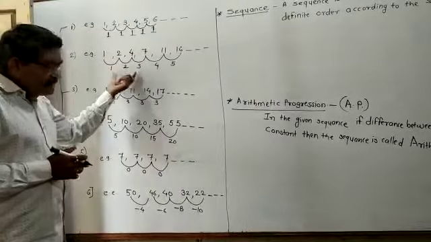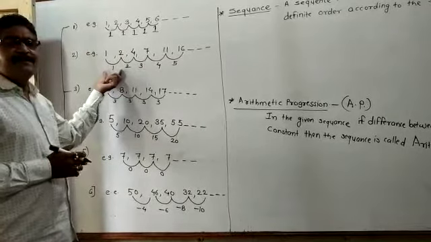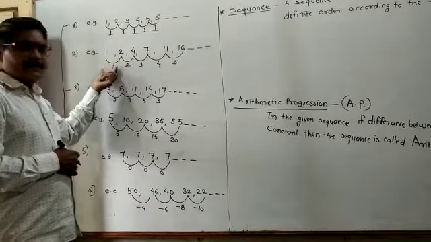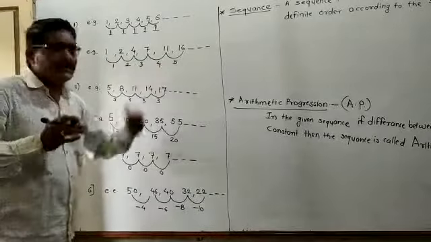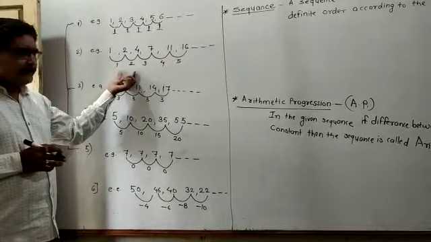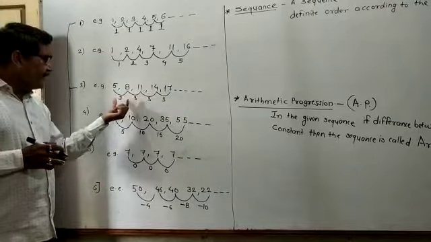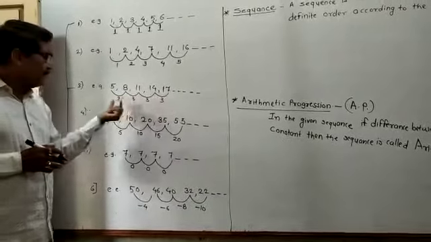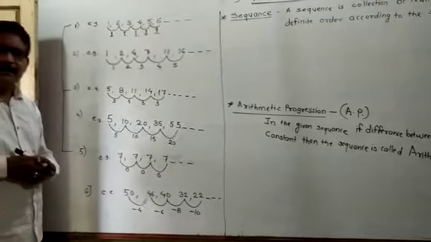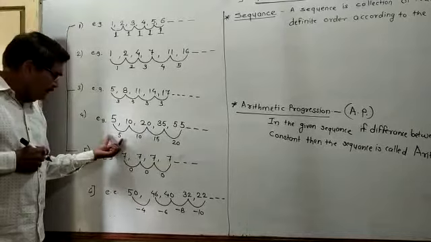Can I say this sequence is in AP? No, this is not in AP because the difference between two consecutive terms is not constant. Here the differences are 1, 2, 3, 4 and 5, so this is not in AP. Then observe this example. In each and every case, the difference between two consecutive terms is 3, so this is called an AP. This series is in AP.